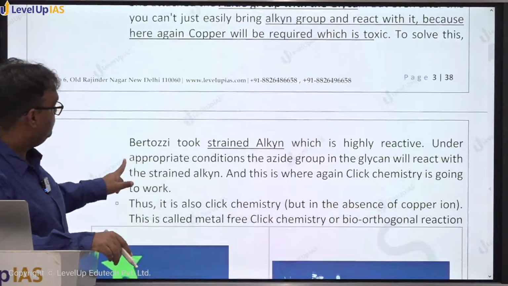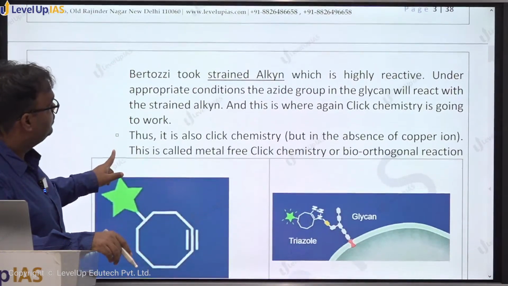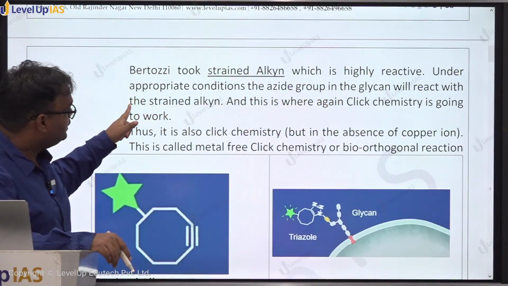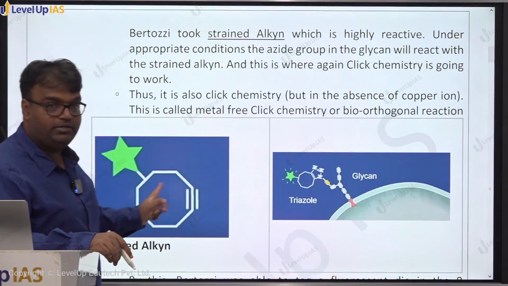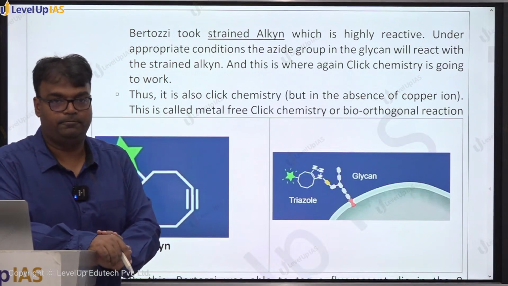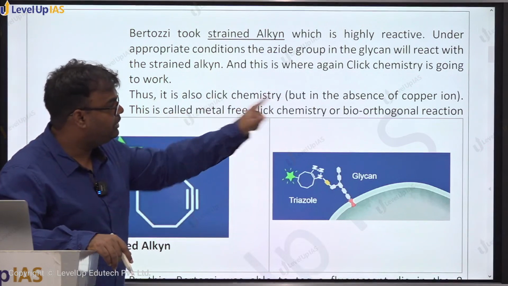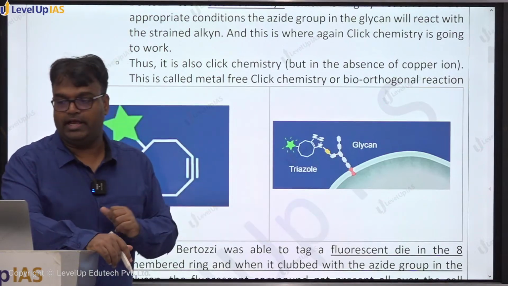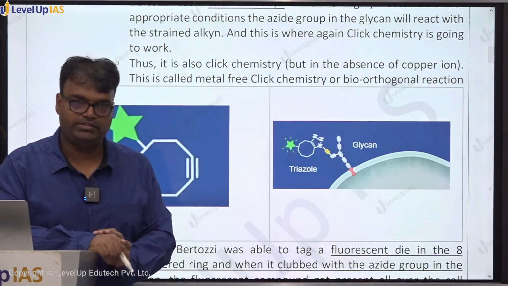Under appropriate condition, the azide group in the glycan will react with the strained alkyne. ये alkyne है. Under appropriate condition, the azide group will react with strained alkyne, and this is where again click chemistry is going to work. Here copper was not required, she had to develop some other mechanism. Thus, it is also click chemistry, but in the absence of copper ion. This is called metal-free click chemistry or bio-orthogonal reaction. So the Nobel Prize that has been given is for click chemistry and bio-orthogonal reactions.